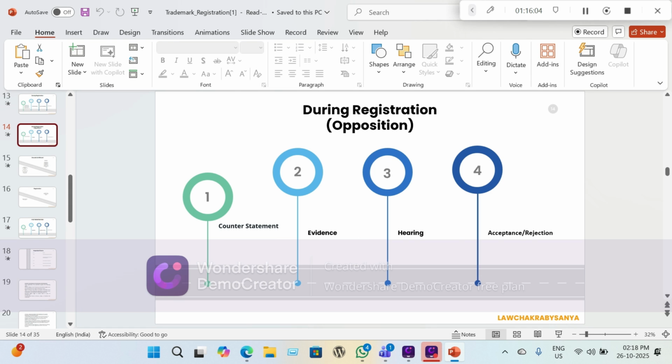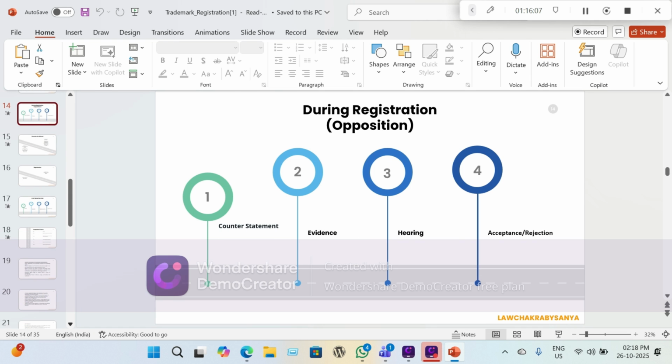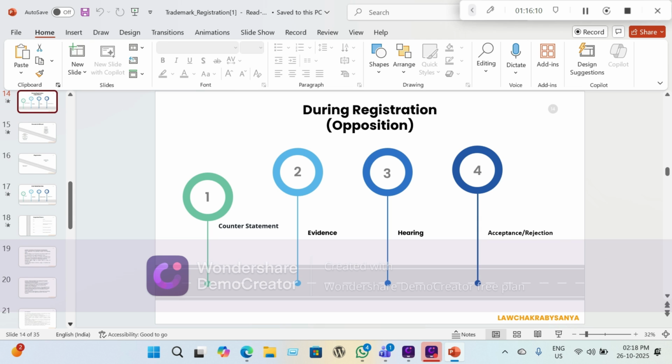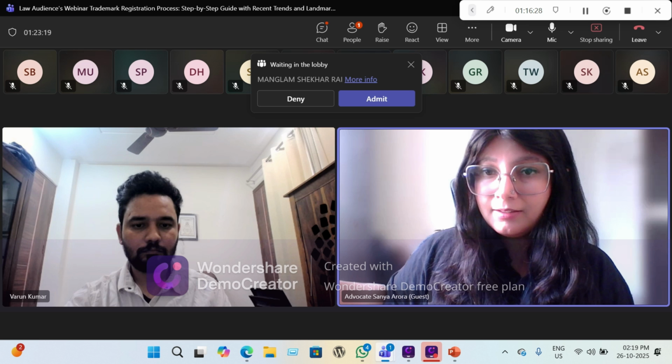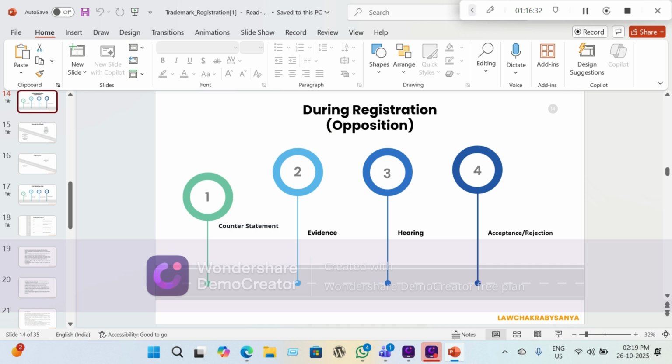If, God forbid, you also get objections from third parties, then there will be these proceedings called opposition proceedings. Now, mind you, because it's a short session, we've already crossed our time limit. I'm not including every kind of objection or every kind of proceeding that can be initiated at the registry level. These are the broad kinds that you must be aware of. But once you go through the website and the law, you'll understand there are other proceedings also that can be initiated at the registry level.